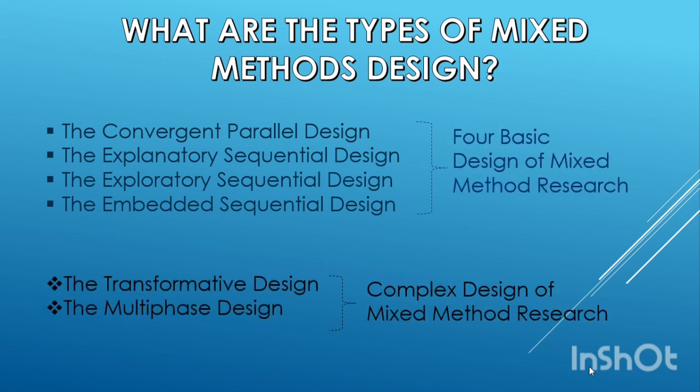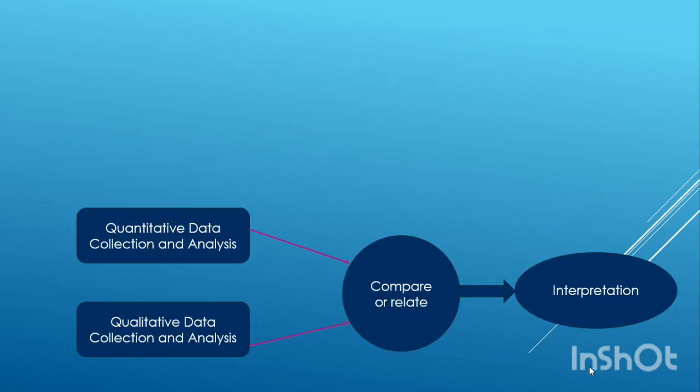Okay, we have here the types of mixed methods design. We have the convergent parallel design, the explanatory sequential design, the exploratory sequential design, and the embedded sequential design. Now, these are the four basic designs of mixed method research. We also have complex designs of mixed method research: the transformative design and the multi-phase design.